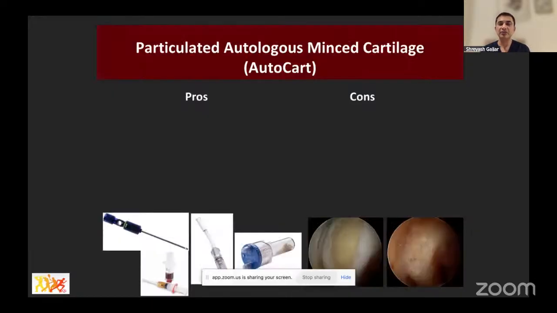So in the present day, in the last 2-3 years, I have moved on to what is called the particulate autologous minced cartilage AutoCart procedure.